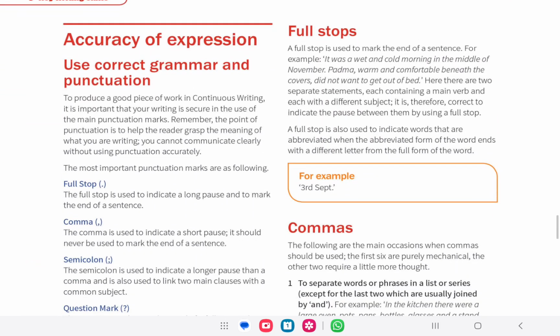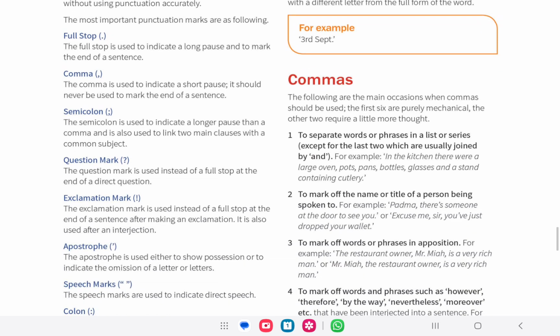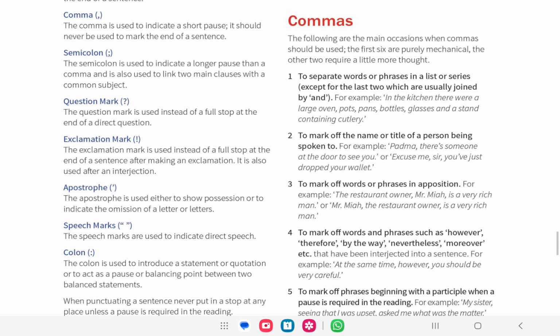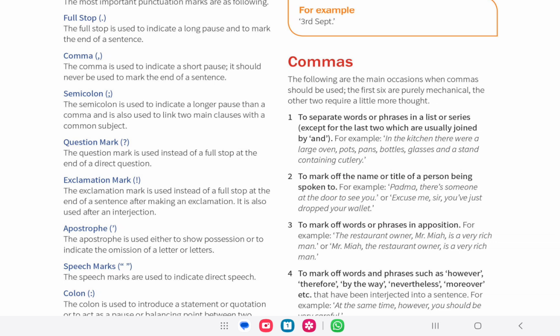Okay, so if you remember, we have full stop, comma, semicolon, we did apostrophe, we did colon, but we didn't do this. Let's talk about question mark. So question mark, that is simple, whenever we have a question somewhere, we put a question mark at the end of that. The question mark is used instead of a full stop at the end of a question.